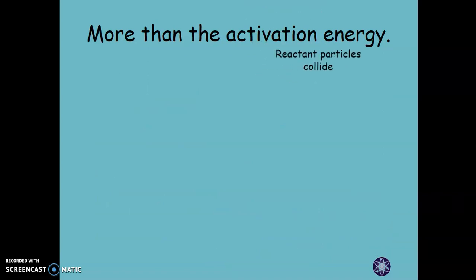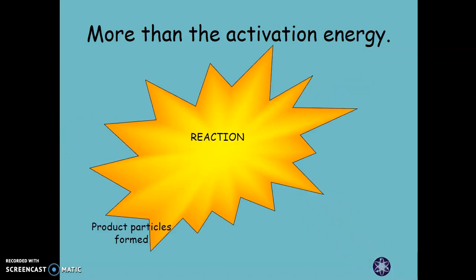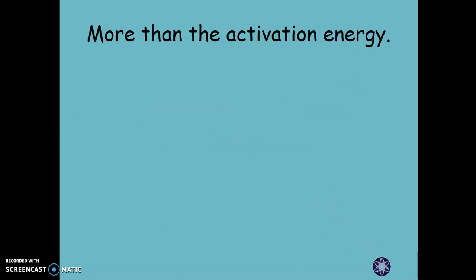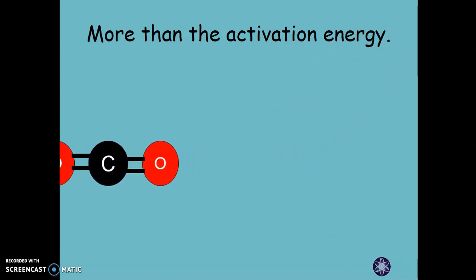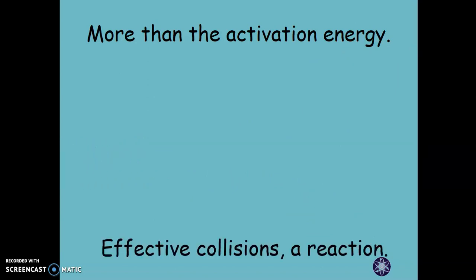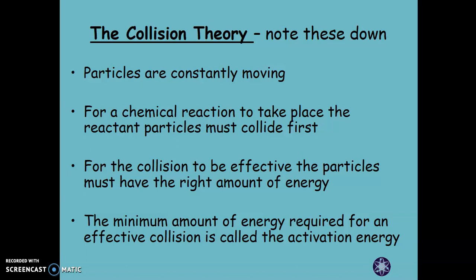So, let's assume we have enough energy. If we have more than the activation energy, we will get a reaction taking place, we will get product particles formed. Effective collisions, therefore we get a reaction. So, this is all based around something called collision theory. Particles are constantly moving. For a chemical reaction to take place, the reacting particles must collide. For the collision to be effective, they must have the right amount of energy. The minimum amount of energy required for an effective collision is the activation energy. I know there's repetition involved here, but it's really important you're clear on these key points.